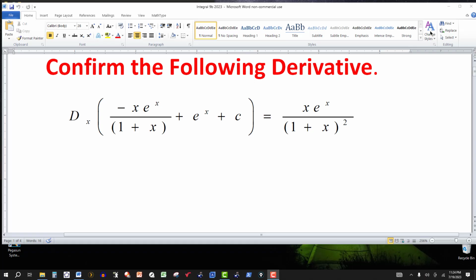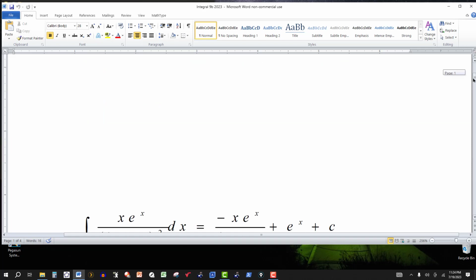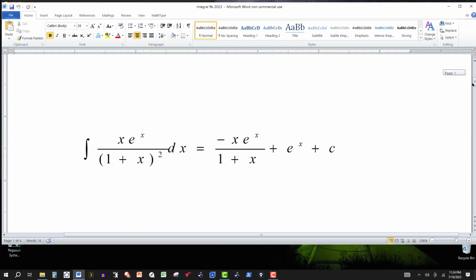In this video, we want to confirm that the derivative of this expression I have here is equal to the expression on the right. That's x e to the x over 1 plus x quantity squared. And this is just a little practice on derivatives, confirming an answer we did. We got to an integral.